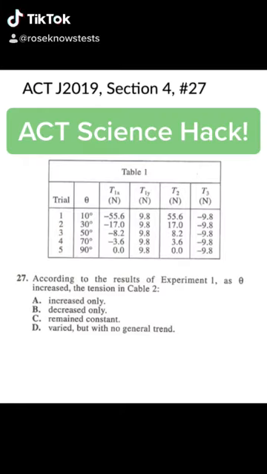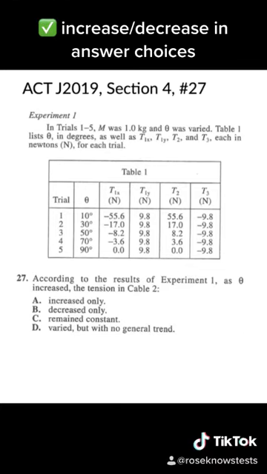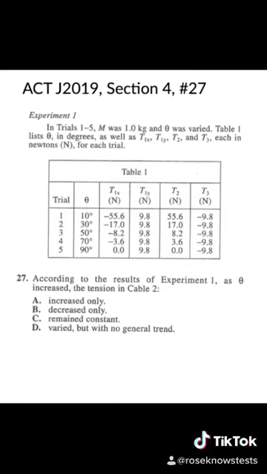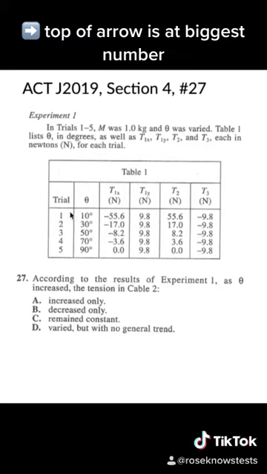So on the ACT Science section, when you see the words increase or decrease in the answer choices, you should apply this strategy. So the question says, according to the results of experiment 1, as theta increased. So we're going to draw an arrow and have the top of the arrow be at the biggest number, which is 90. Okay. So as theta increased, what happened to the tension of cable 2? So we're going to go here and also draw an arrow, and we're going to have the top of the arrow be at the biggest number.